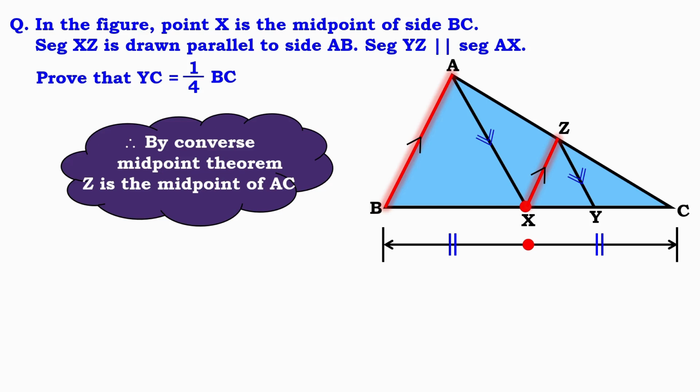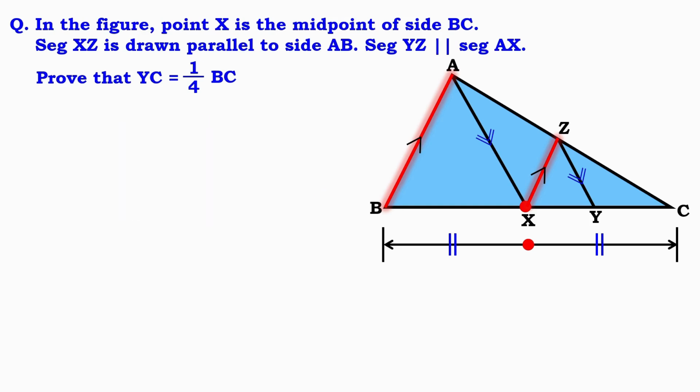But in the converse midpoint theorem, if we draw a line segment through the midpoint of one side and it is parallel to the third side, then it will also pass through the midpoint of the other side. That is the converse midpoint theorem. So accordingly, Z will be the midpoint of AC over here. Correct.